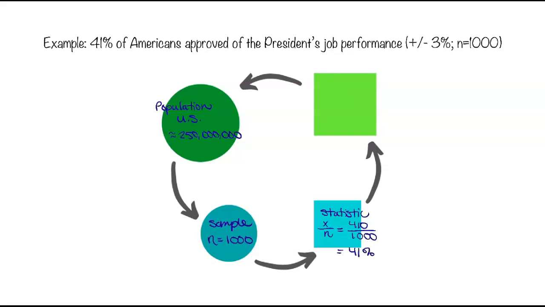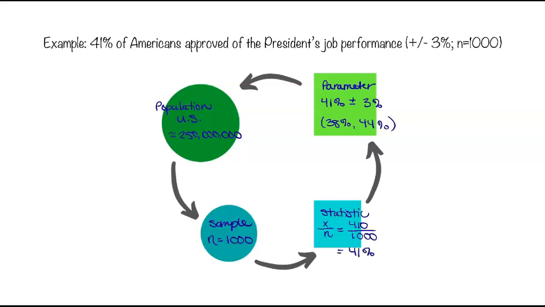Finally, they can use that statistic of 41% to approximate the parameter for the population. They have 41%, give or take, or plus or minus 3%, which is equivalent to constructing the interval from 38% to 44%. Since 41 minus 3 is 38 and 41 plus 3 is 44. They're saying that based on this sample of 1,000 people, they would approximate the actual value for the entire population to be between 38% and 44%. This is exactly what we mean by a confidence interval.